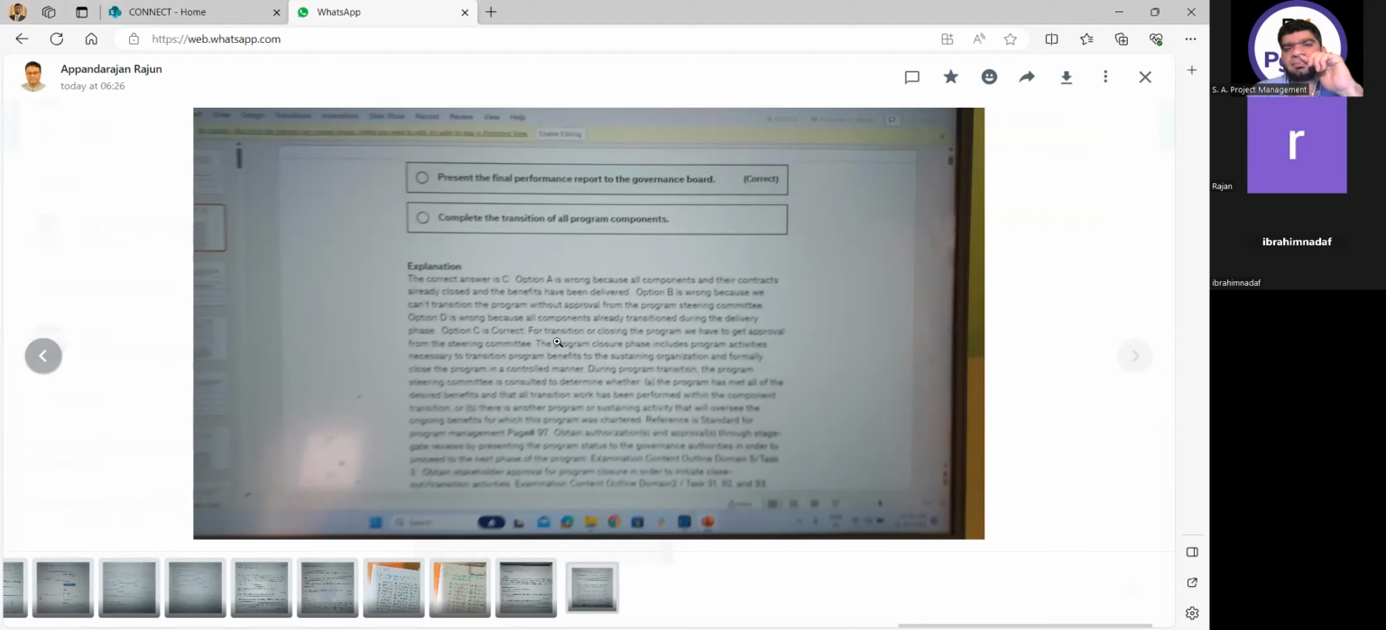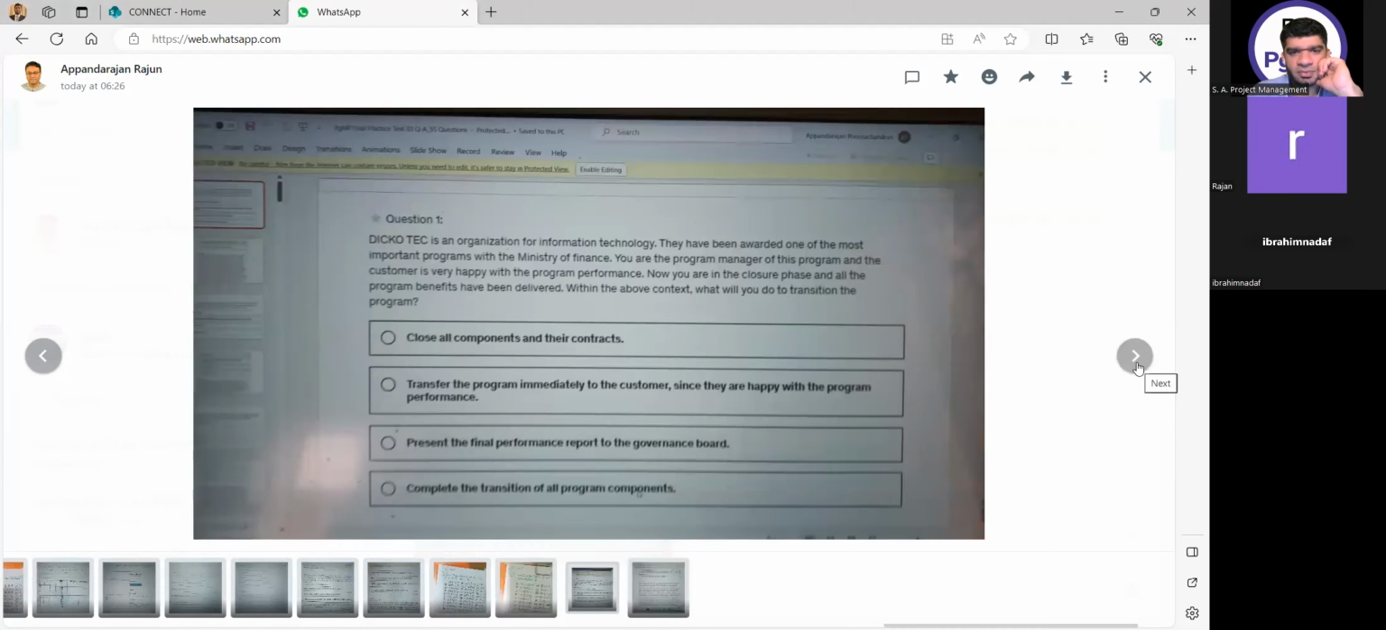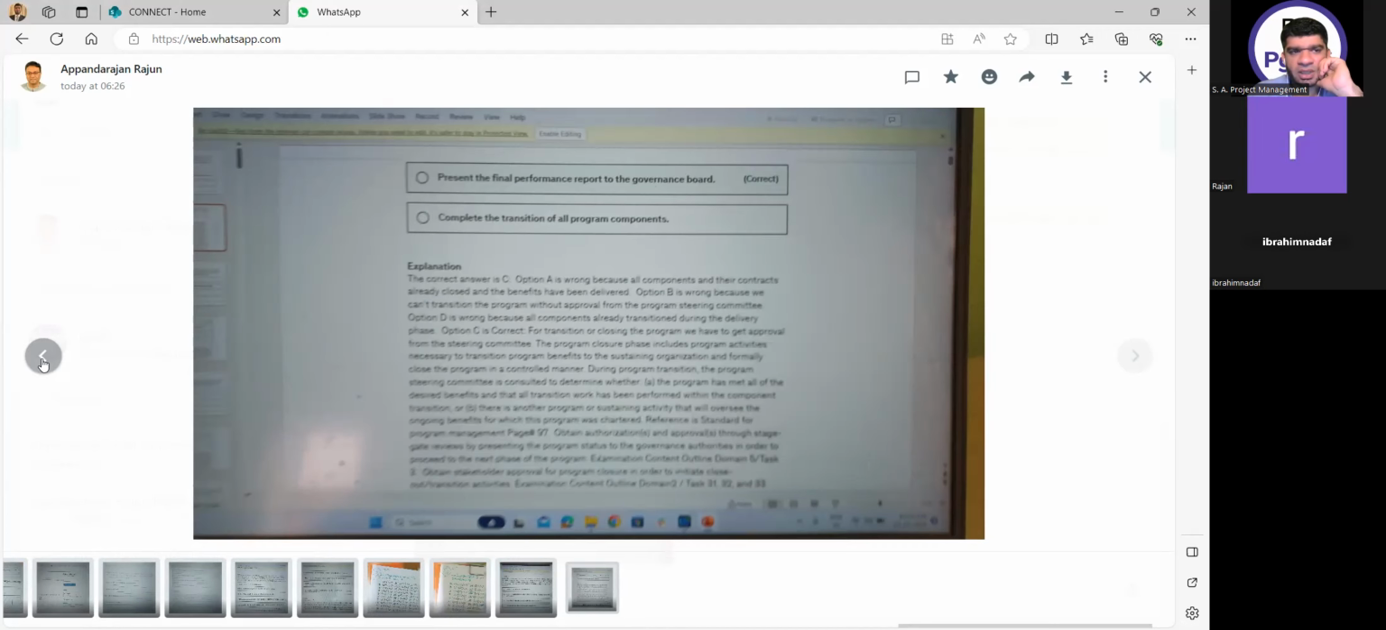When the PSC clears that all components are transitioned, they will check whether there is a separate program to transition. If there is a separate program, then they will do those activities. If all the components are transitioned, they will go ahead and do the transition activity. Once the transition activity is completed, the program manager has to report to the PSC to check whether I can go ahead and do the closeout activity. So there are 2 PSC activities inside this program closure. It's not a blanket approval from the PSC. That's what I'm trying to say. Your understanding of the sequence is all clear. But even in the explanation he has written, option D is wrong because all components are already transitioned during the delivery phase.